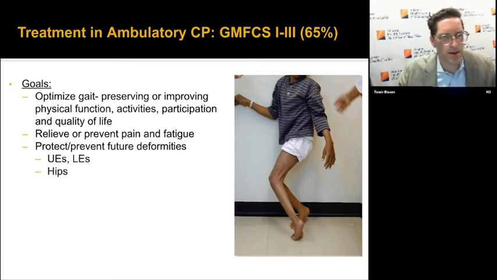So let's focus on the orthopedic treatment of GMFCS levels 1 through 3. These are the ambulatory patients with CP that comprise about 65% of all patients with CP. So here's a child with spastic diplegia, and so what are our goals for this patient? Well, we want to optimize their gait. And again, we hope that by optimizing their gait, we can preserve or improve their physical function, their activities and participation, and their quality of life. We also want to relieve or prevent pain and fatigue, and help protect and prevent against future deformities, either to the upper or lower extremities and to the hips.